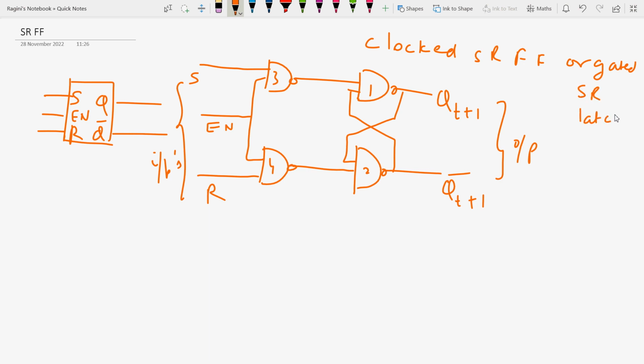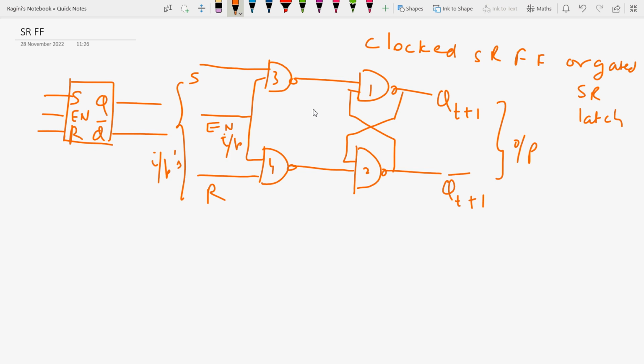Now, when two more NAND gates are added to the basic SR latch and one more input called enable is added, we get a gated SR latch or a level triggered SR flip-flop. Okay, here you can see in addition to the two NAND gates, two more NAND gates are added and one more input. This is the input enable. So this is known as gated SR latch, in which two more NAND gates are added to the basic SR latch.